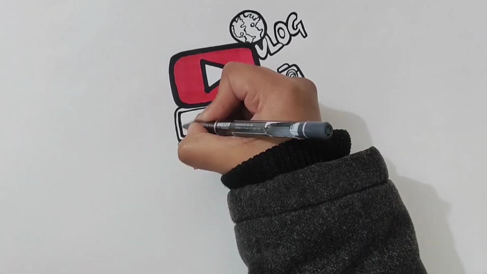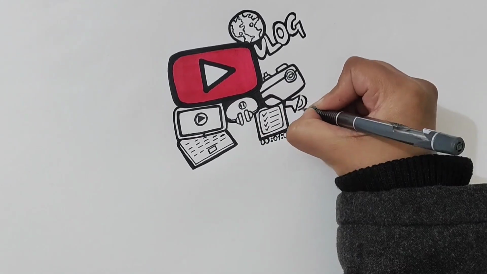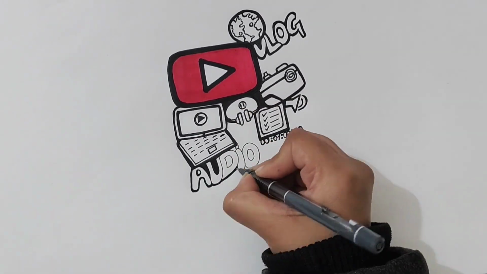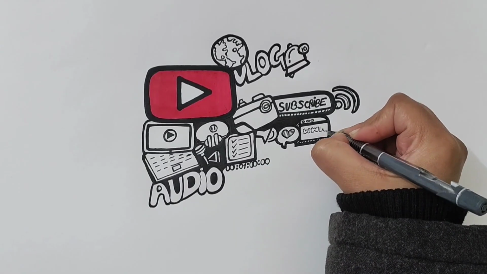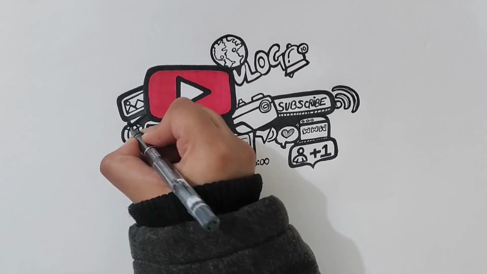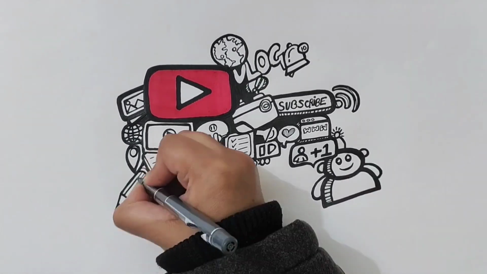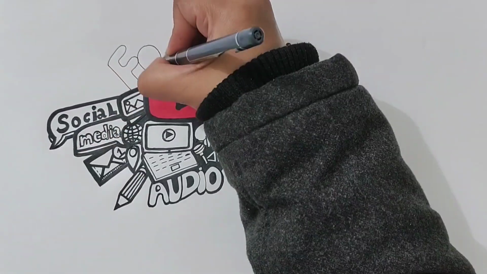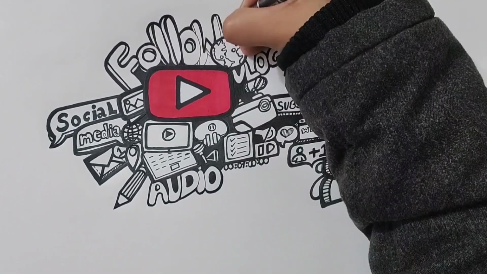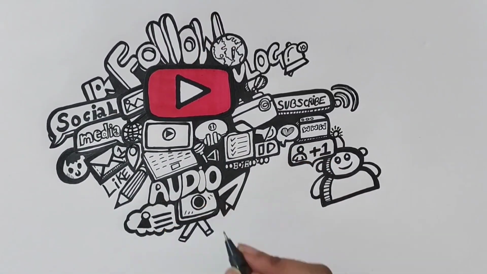So in the starting I just made all the symbols, of course, on the platform: what people upload, what they do, and everything related to it. You can see in the video I have made symbols of blog, subscribe, audio, camera, laptop, and everything that people do for making their YouTube channel and all the processes that involve YouTube.